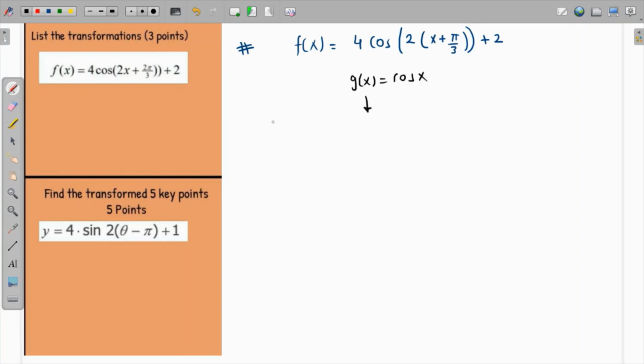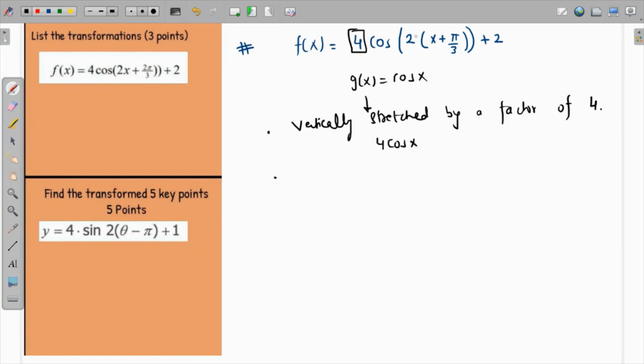So the first step is the vertical amplification. We will say that it is vertically stretched by a factor of 4 to give us 4 cos x.